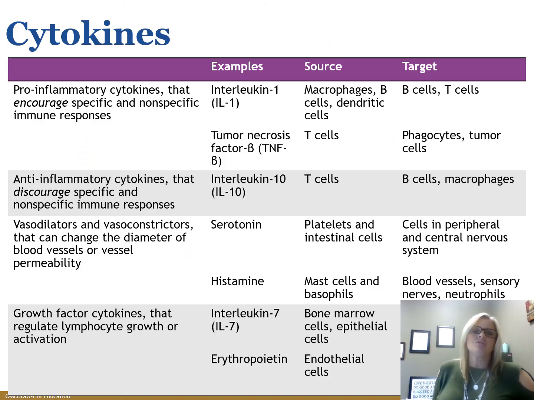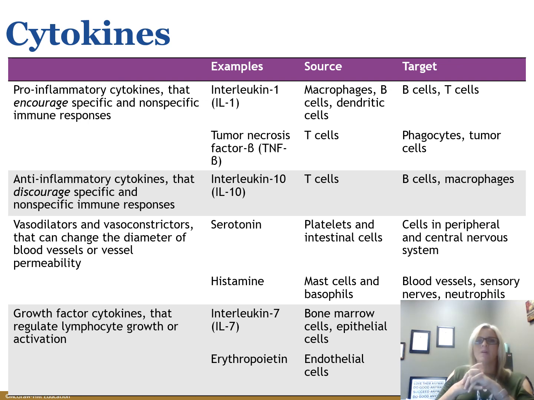So here's just a good little chart of some different types of cytokines. Examples like interleukin or tumor necrosis factor, serotonin, histamine, and you'll hear me talk about erythropoietin. We'll talk about all of these, where they are released from and where the target cell is. Some of these are particularly important. Let's just go over these.